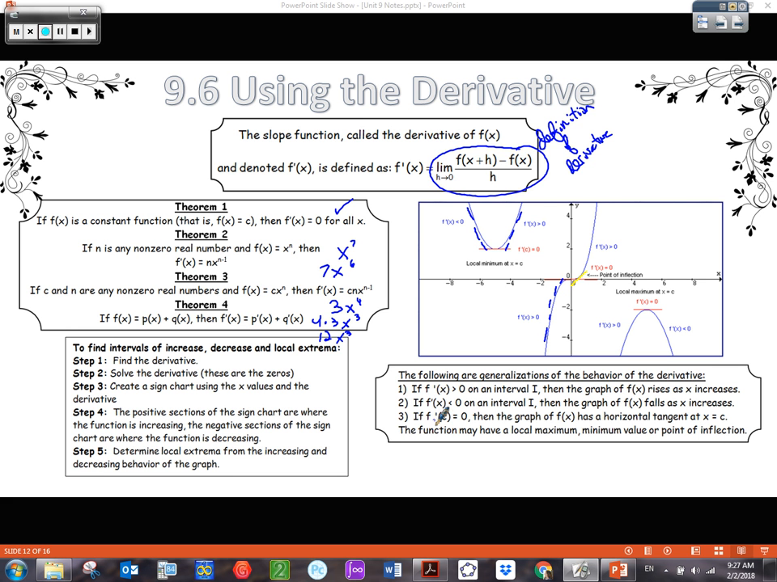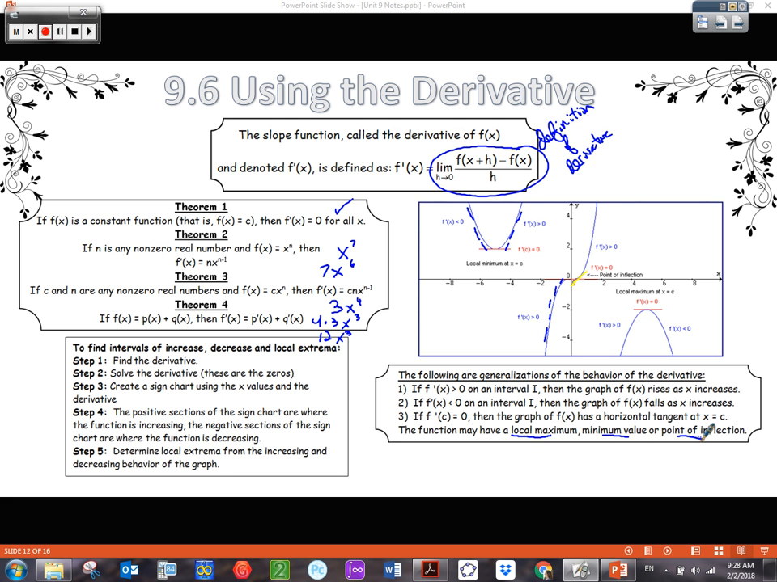And if the first derivative is 0, then the graph has a horizontal tangent at x equals c, which means they could have a local max, a local minimum, or a point of inflection. Okay, so those are conceptual things. How are we with the concepts? Okay, so how are we going to use this?